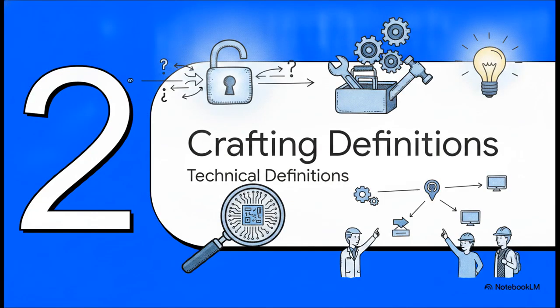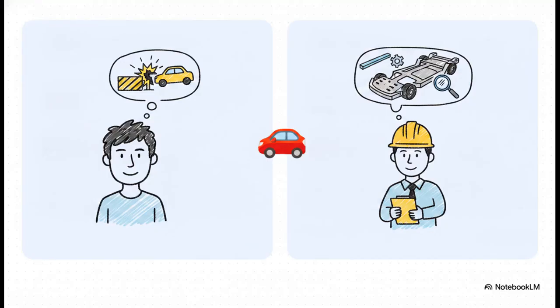Moving right along to part 2, crafting technical definitions. So technical definitions are your first absolutely crucial tool here because they clear up ambiguity for a very specific reader. A good definition empowers a user to actually solve a problem at their exact level of expertise. And really, this brilliantly illustrates the whole concept of audience awareness.